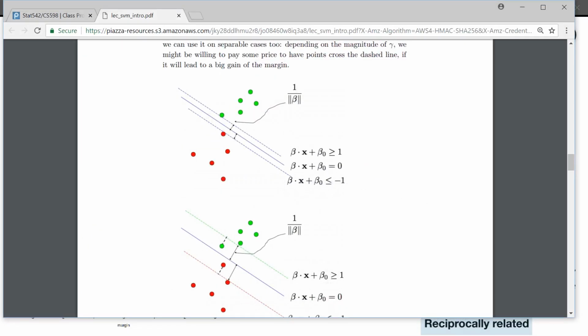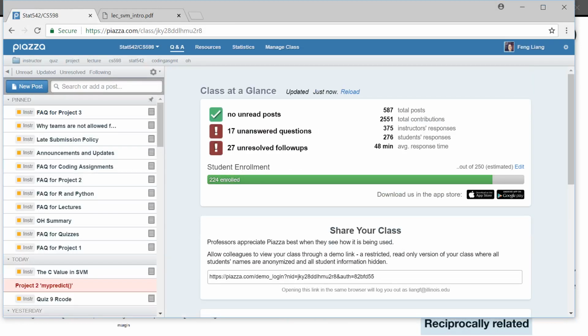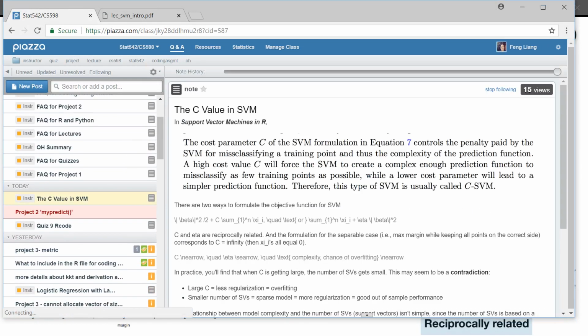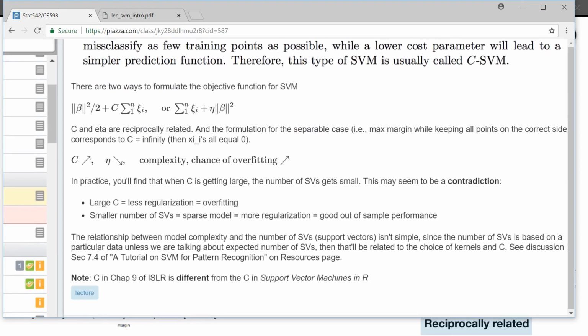I want you to go back and read this part, because I just added a comment. You may feel like you run into a contradiction, but we can talk about it next time. Large C means less regularization, because it is reciprocally related to the penalty term, and means overfitting. But large C also means your number of support vectors is going to be small. So in some sense, your model is sparser because you rely on fewer observations.